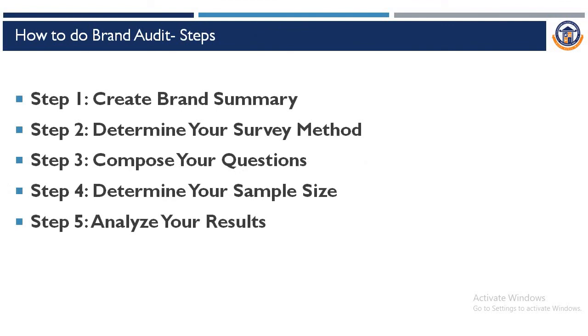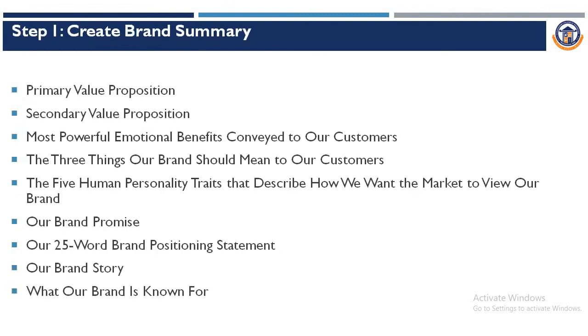So what are the steps? If you decided to go for it, how do you do the brand audit? What are the steps involved in it? There are five steps. Step number one is to create a brand summary. First you have to create a brand summary for your brand, then determine your survey method. How do you go for it? And compose the questions to be there in your questionnaire, and then determine your sample size, with whom and how many you are going to survey, and then finally you have to analyze your results. Let's see one by one.